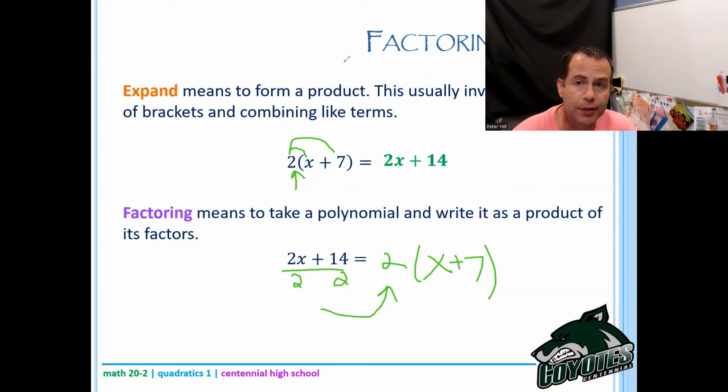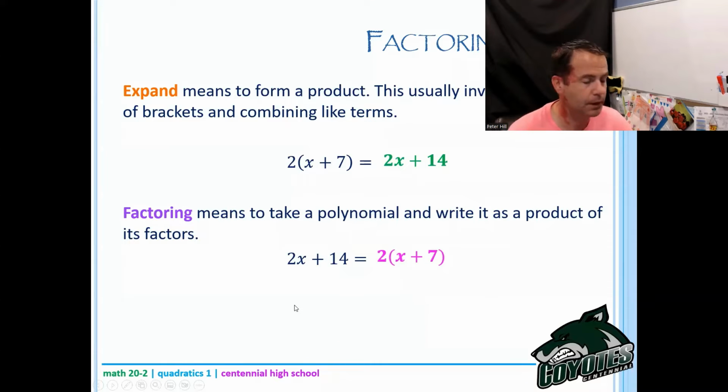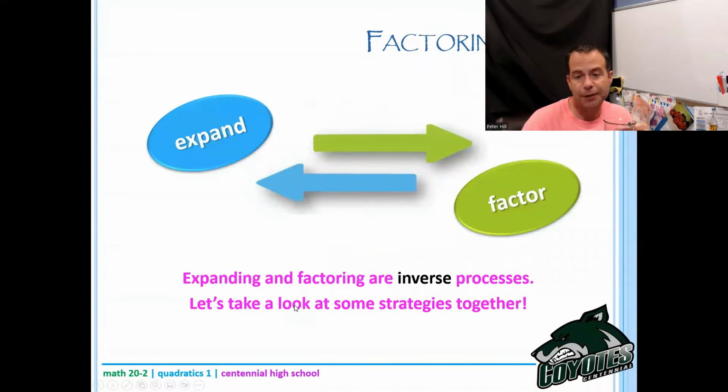And so now I just want to switch my colors here for you. I took an addition statement and turned it into a multiplication statement. When I create that multiplication statement, that's called factoring, okay? That's what factoring means. Okay, cool. So factoring and expanding are inverse processes of each other. What that means is they're the opposite direction. They undo each other, okay? The opposite of factoring is expanding. The opposite of expanding is factoring.